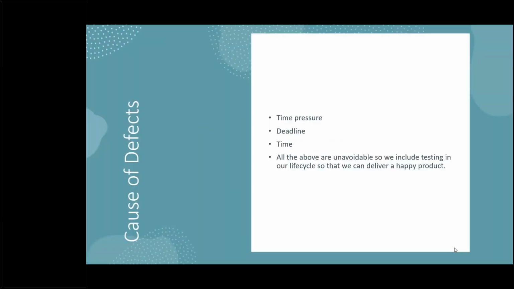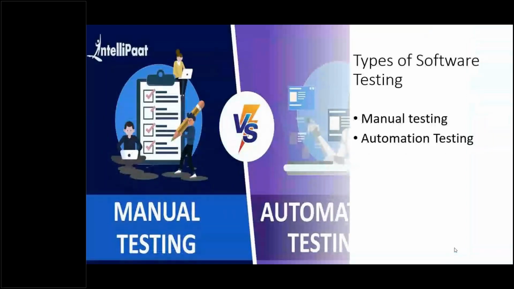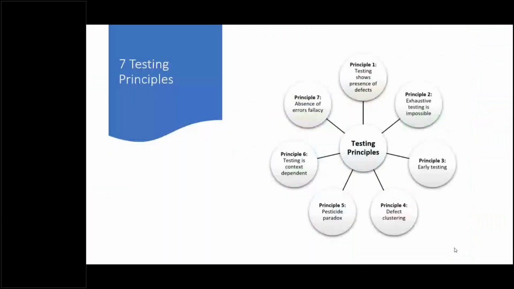Okay, and we saw the causes of defects. It might be time pressure, deadlines, and time. We also learned about manual testing and automation testing. Before moving on, we have to learn about the 7 testing principles. You have to clearly understand what the different testing principles are. Only then can you start the mindset of behaving like a tester. These are the standards that ISTQB has given to every tester, whoever is trying to test any component or anything. He has to be aware of the 7 testing principles.